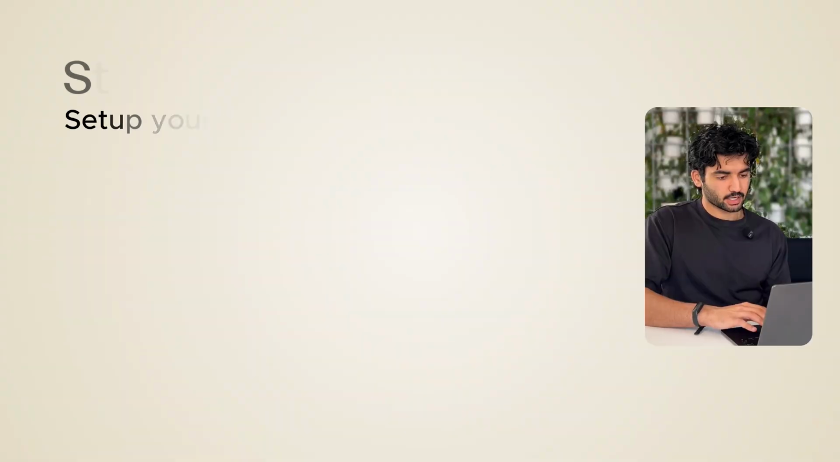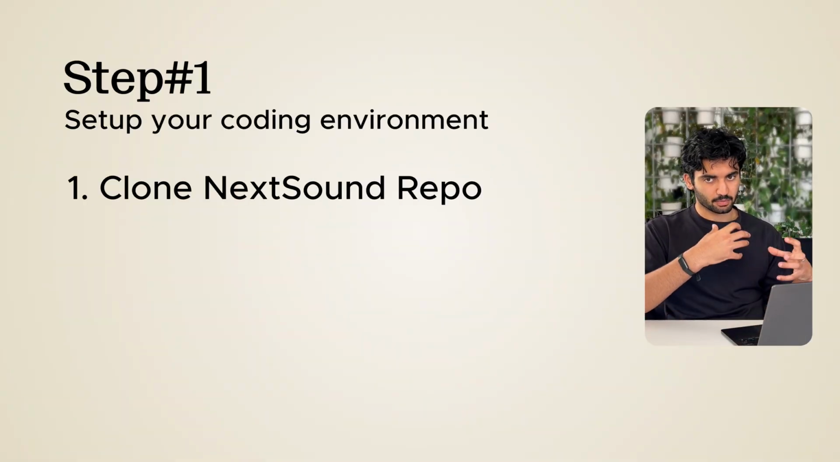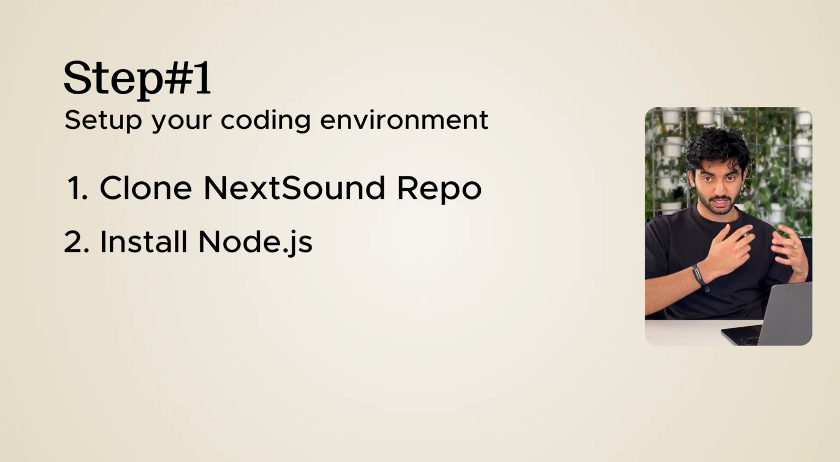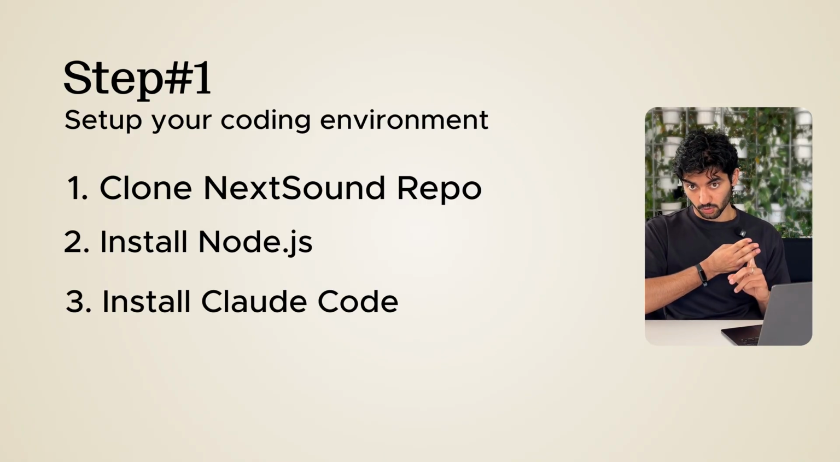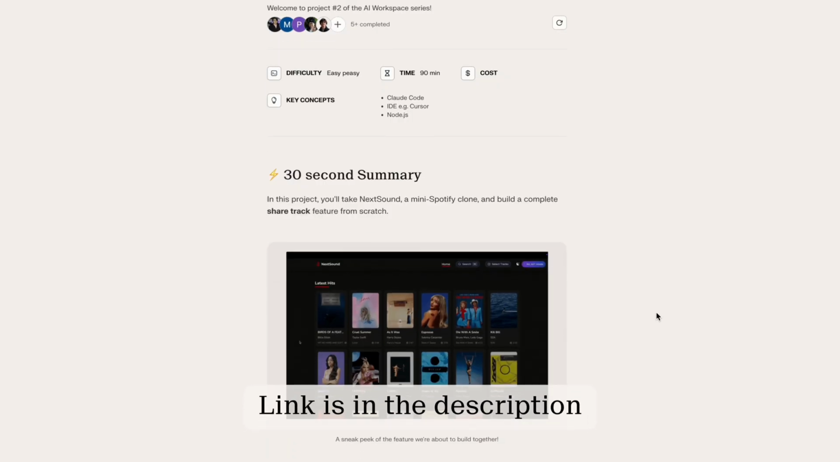All right, so step one, we got to set up our coding environment. In this step, we're going to clone our Next Sound repo. That's the app where we are going to build on top of Spotify. We're then going to install Node.js, which we need to run Claude Code, install Claude Code, and then finally create our own Claude account. Don't worry if you don't know how to do any of this. We're going to cover it step by step, and you can also follow along in this guide, which you can get in the description for free.